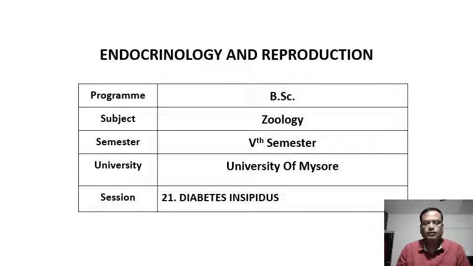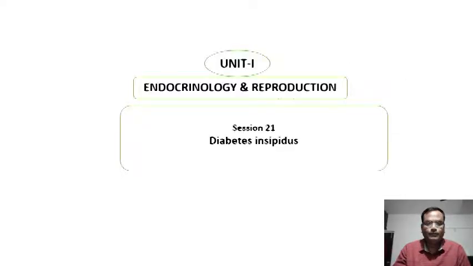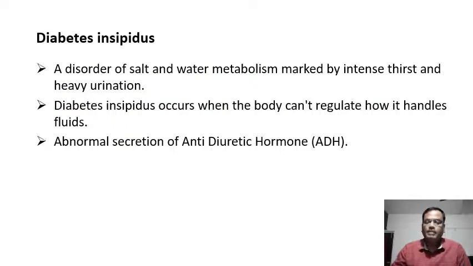This is session 21 of Endocrinology and Reproduction paper, and in this session we are going to study the condition called diabetes insipidus. Now, what is diabetes insipidus? Diabetes insipidus is a condition. It is a disorder of salt and water metabolism marked by intense thirst and heavy urination.